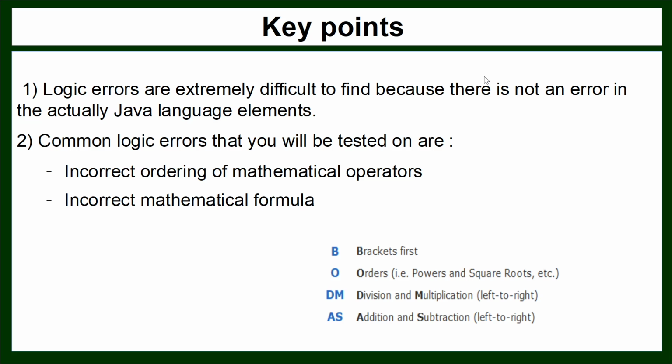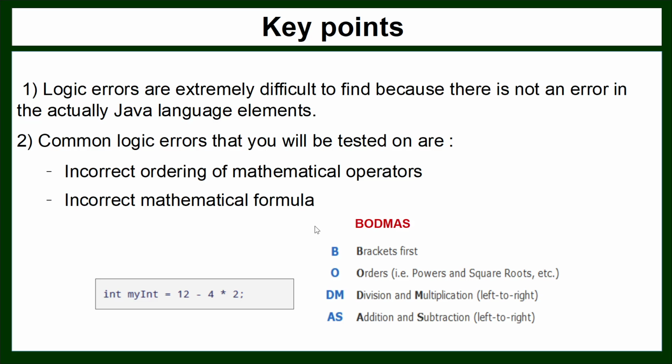So brackets first, then orders, then division and multiplication, and then addition and subtraction. For example, in this one, the 4 and the 2 will be multiplied first, and then this will be taken away from the 12. An easy way to remember this is the BODMAS term. If you can remember this term, it allows you to quickly remember the order in which the mathematical formula should be evaluated.